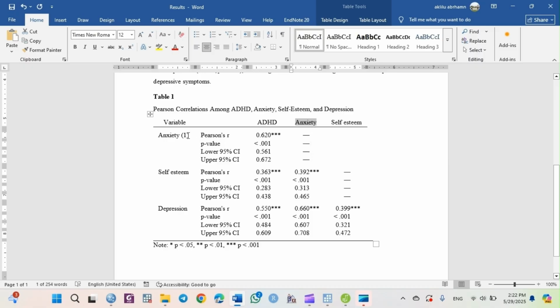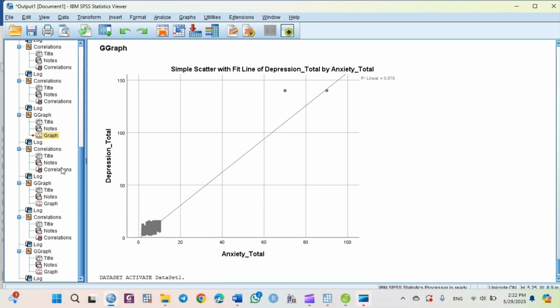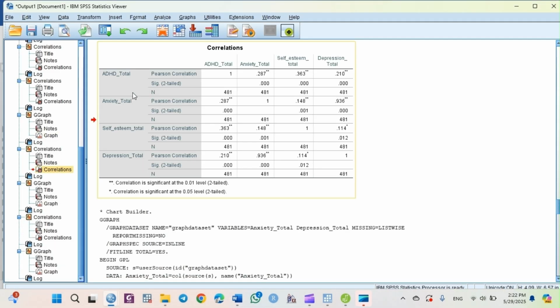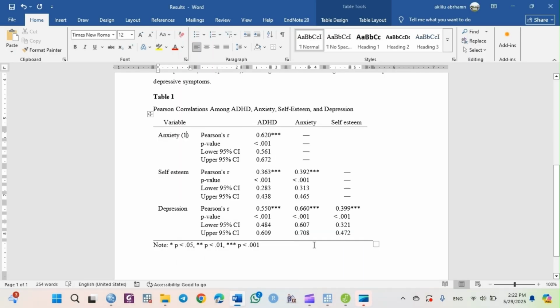I removed some variables. Normally, it will be reported in this order: ADHD, anxiety, self-esteem, depression. Because this is just a placeholder, the values are empty here, and also in the last column the values are empty. So these are the values with full data. So I prepared it like that.